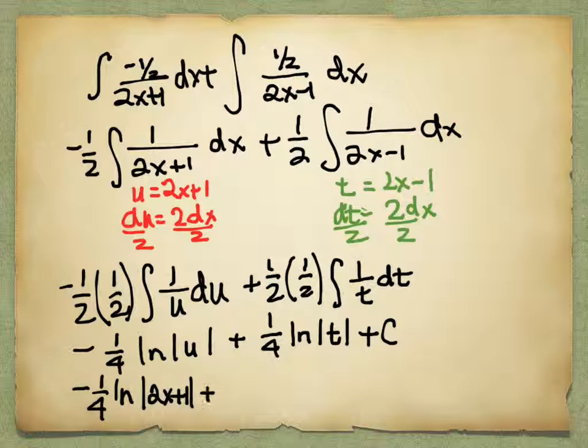And then plugging back in the value for t, this is plus 1/4 natural log of 2x minus 1 plus my c. There's two small pieces of cleanup I can do to consolidate this. Any thoughts? Pull out a 1/4, that's one issue. So if I pull out a 1/4, do I have space? I do.